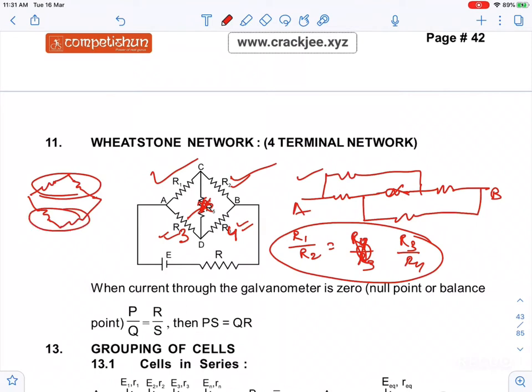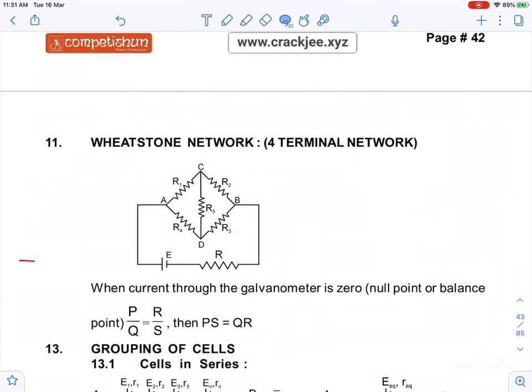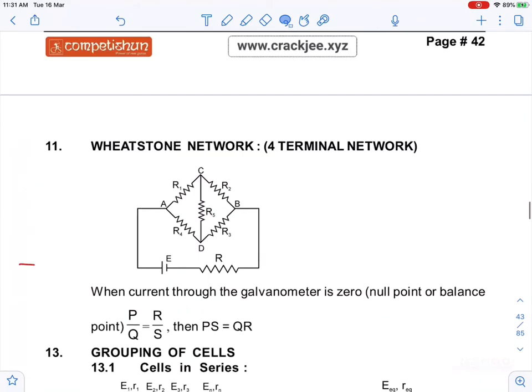R3 and R4 in series, and they are in parallel. So this combination in series, this combination in series, and they are in parallel. This way you can find the things. If the Wheatstone bridge is not balanced, guys, then how to solve those questions? That is a very interesting fact.